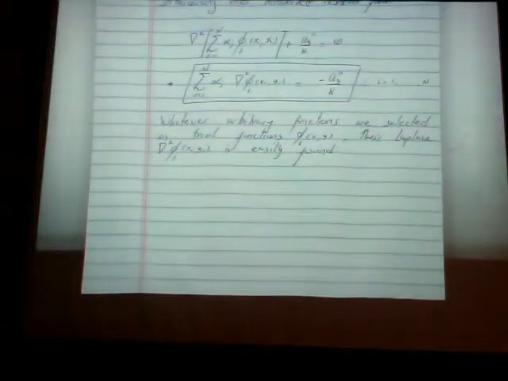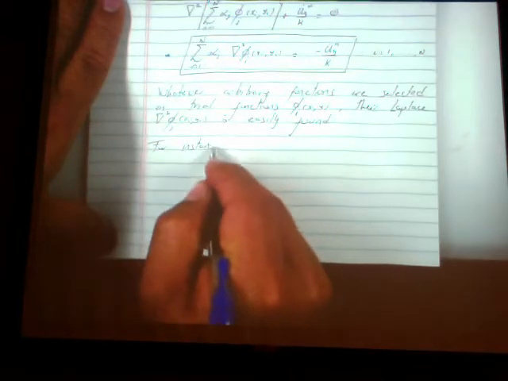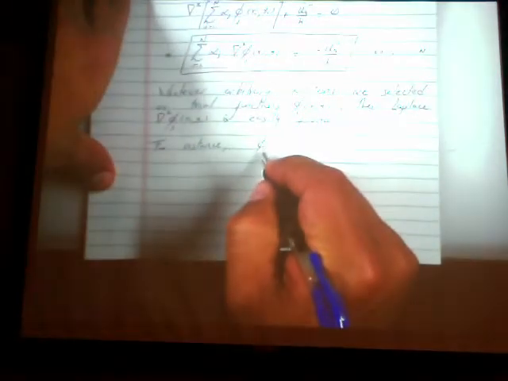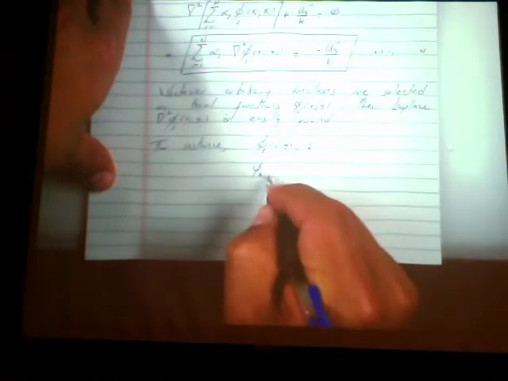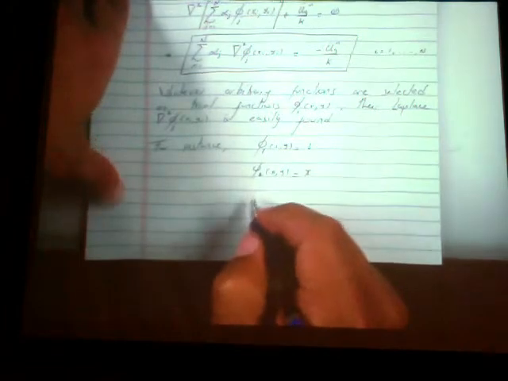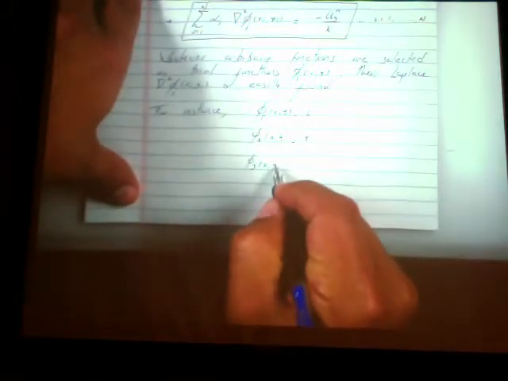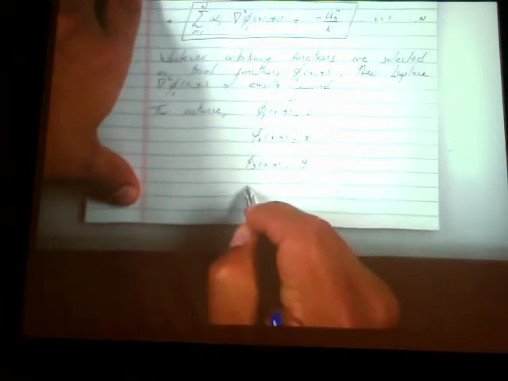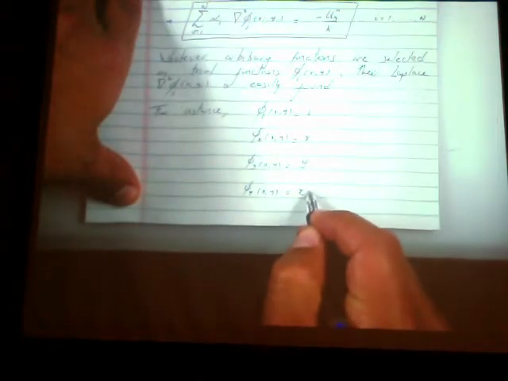For instance, let's say, again for the sake of argument, phi1 of x and y is equal to 1. phi2 of x and y is equal to x. phi3 of x and y is equal to y. phi4 of x and y is equal to xy. X times y.